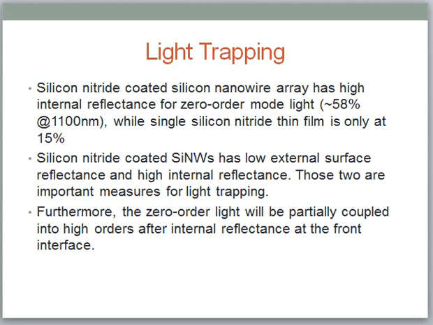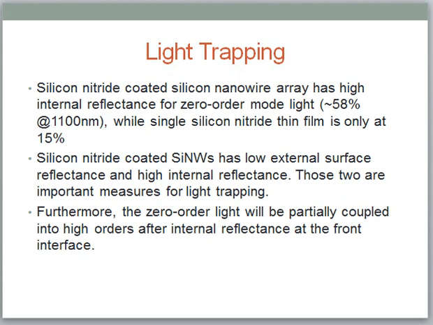So isn't AR1 better than AR0? No. Actually, silicon nitride coated silicon nanowire array has high internal reflectance for zero order mode lights. The graph before shows non-zero order. So for the zero order, silicon nitride coated silicon nanowire array actually has 58% at 1100 nanometers, while the single silicon nitride thin film is only at 15%. Silicon nitride coated silicon nanowire array has low external surface reflectance and high internal reflectance. These two are the important measures for light trapping.